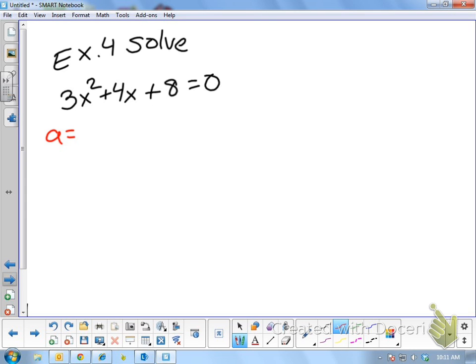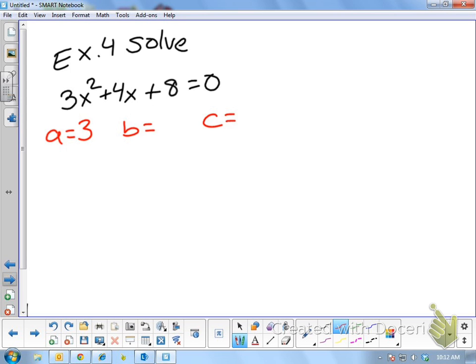So we have to find a, b, and c, and they go in order. a is always the number in front of x squared. So Brett, will you please tell us what a is? 3. b is always the number in front of x. So Steve, will you tell me what b is?